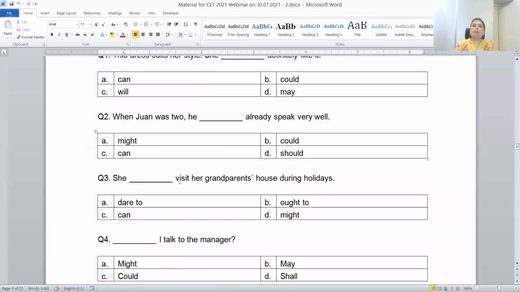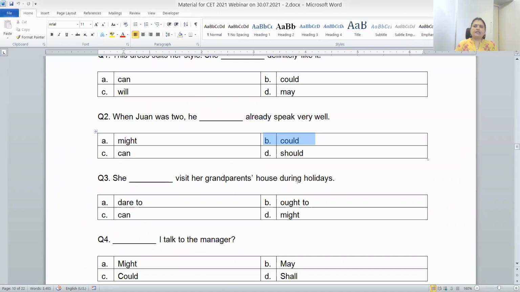All right. When Juan was 2, he dash already speak very well. Children, which option do you think will suit here? Which modal auxiliary? Very good. Could. Yes. Children, isn't it showing you past ability? Could. Yes.